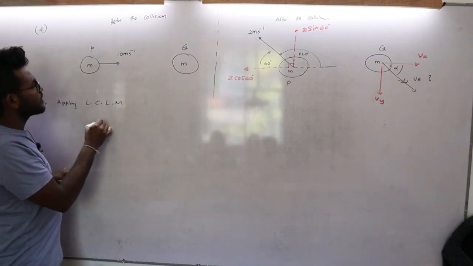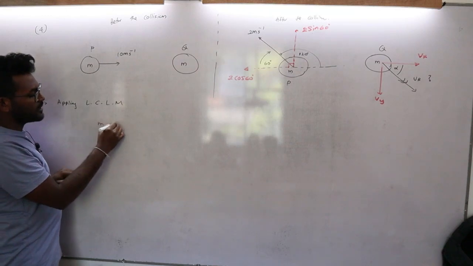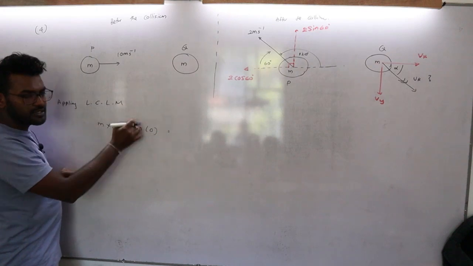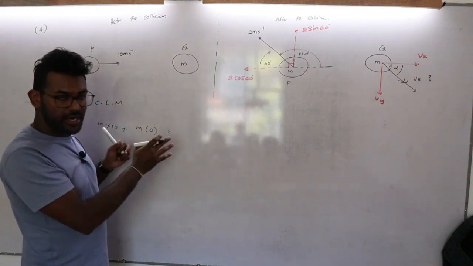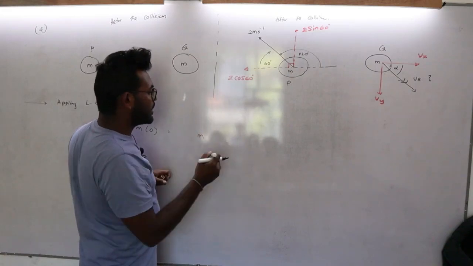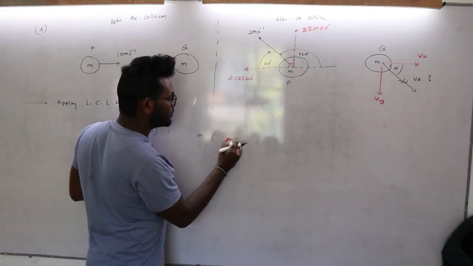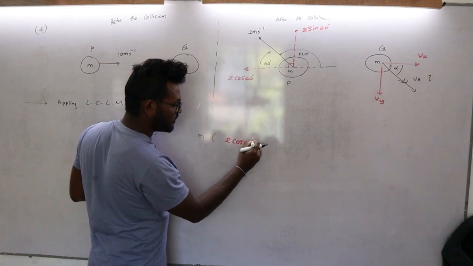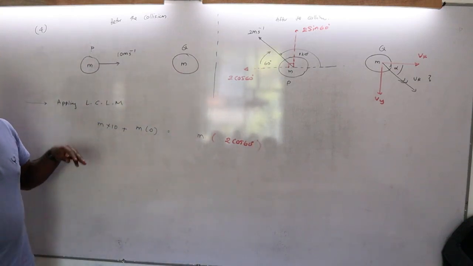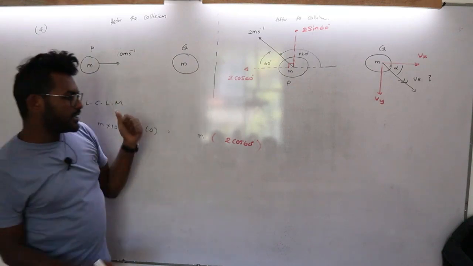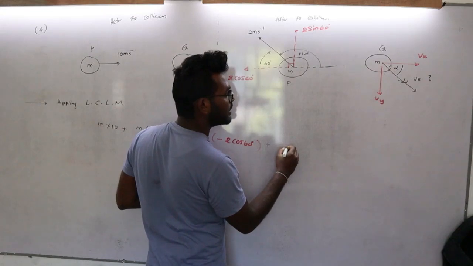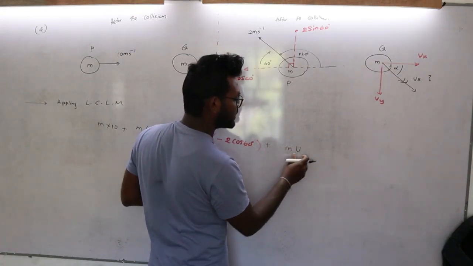Then I can write m times 10 plus m times 0. You don't need to even write this one if you're pretty sure about it, right? And m times, I'm writing something like this, 2 cos 60. Is it plus or minus? I'm applying it to this side, but it is to the other side, so it will be minus, plus m times Vx.